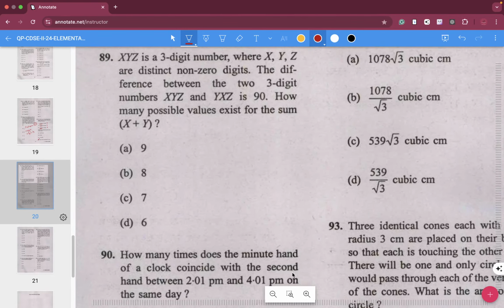Now question number 89, folks. Question number 89. What do you guys think about question number 89?